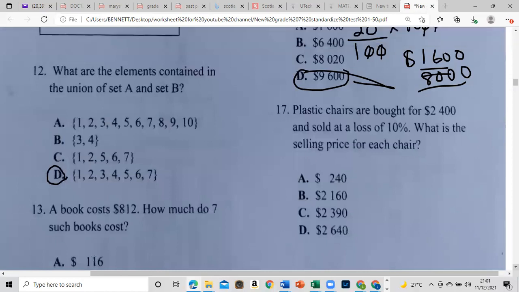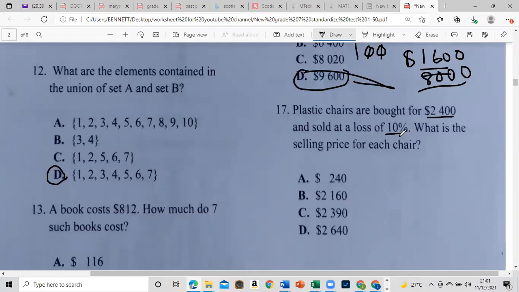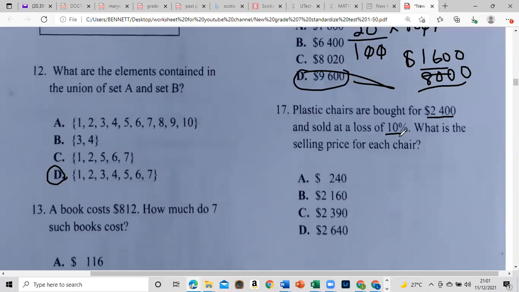Plastic chairs are bought for $2,400 and sold at a loss of 10%. What is the selling price of the chair? So what we're going to be doing is decreasing this 2,400 by 10%. And remember, 10% is the same thing as dividing by 10. Some of you didn't know that 100 divided by 10 is 10, right? So you divide it by 10 and you get 240.